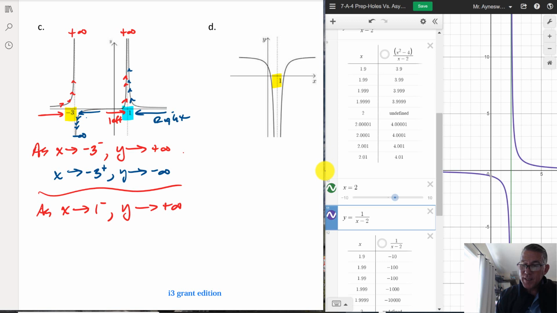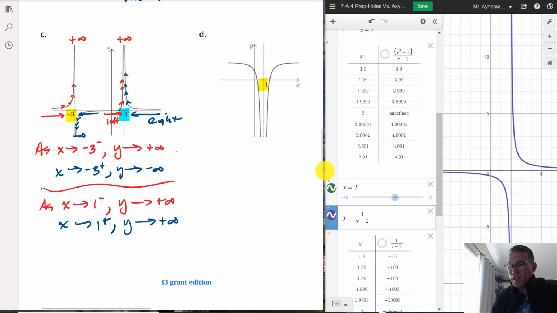You're going to see functions actually do this. There are well-designed functions that do this. So as you approach 1 from the right side, plus sign, y goes to +infinity. So this is analyzing a function graphically: what happens to the function values as you approach a particular x value.